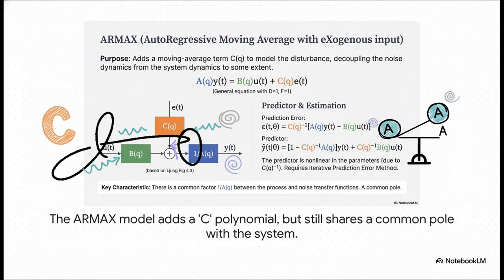The ARMAX model is a really nice middle ground. It adds that C polynomial, which gives the noise its own special characteristic. But it still shares that A polynomial with the system. Think about it like this. If turbulence hits an airplane wing, that disturbance has to travel through the whole plane structure, just like the pilot's controls do. They share some of the same path.